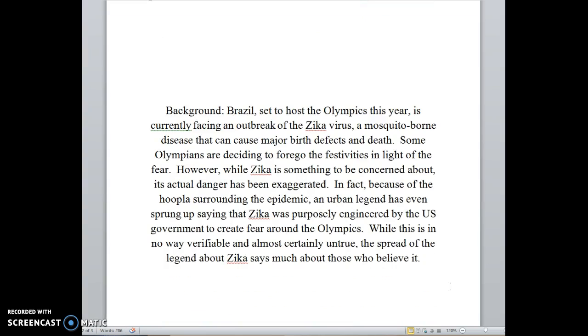Brazil, set to host the Olympics this year, is currently facing an outbreak of the Zika virus, a mosquito-borne disease that can cause major birth defects and death. Some Olympians are deciding to forego the festivities in light of the fear. However, while Zika is something to be concerned about, its actual danger has been exaggerated. In fact, because of the hoopla surrounding the epidemic, an urban legend has even sprung up saying that Zika was purposely engineered by the U.S. government to create fear around the Olympics. While this is in no way verifiable and almost certainly untrue, the spread of the legend about Zika says much about those who believe it.